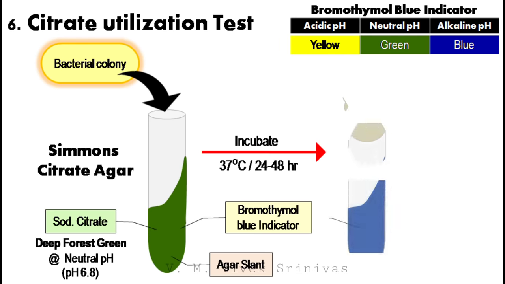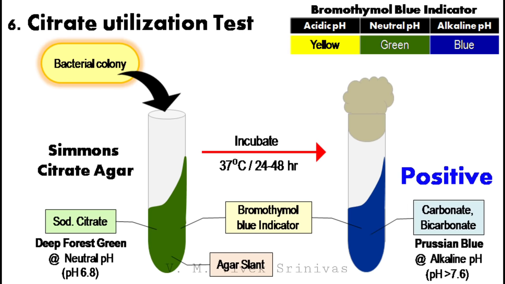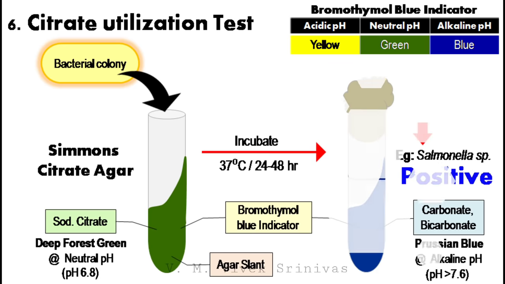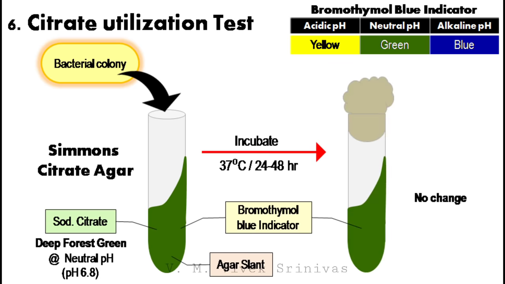Following incubation, if the agar slant turns to Prussian blue, it indicates the test is positive due to the change in the pH to alkaline because of the yield of carbonate and bicarbonate as the byproduct. This bromothymol blue indicator at alkaline pH appears as Prussian blue. For example, the Salmonella bacterial organism is positive for the citrate test. In contrast, following incubation, if there is no color change, it indicates the test is negative for the citrate utilization test.